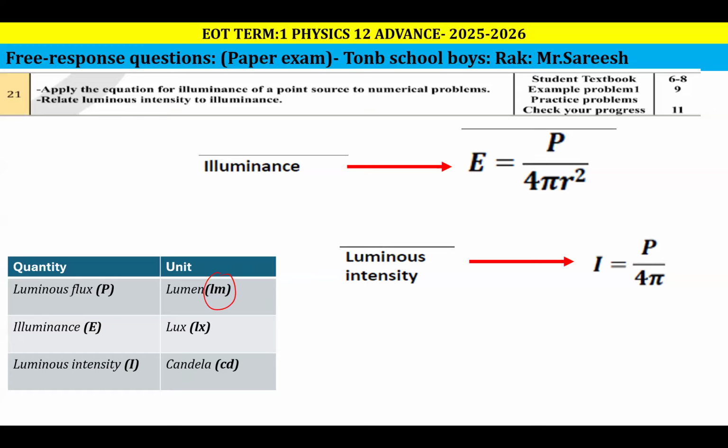Illuminance is represented by the letter E and its unit is lux. So if the question is asking you to write down what the illuminance is, you can use the unit lx. And luminous intensity is measured in candela. So it is always better to know the units and identify the quantity based on the units. Now, there is a relationship between illuminance and luminous intensity, that illuminance E is equal to I by R square. So sometimes you may be asked to use this equation as well.